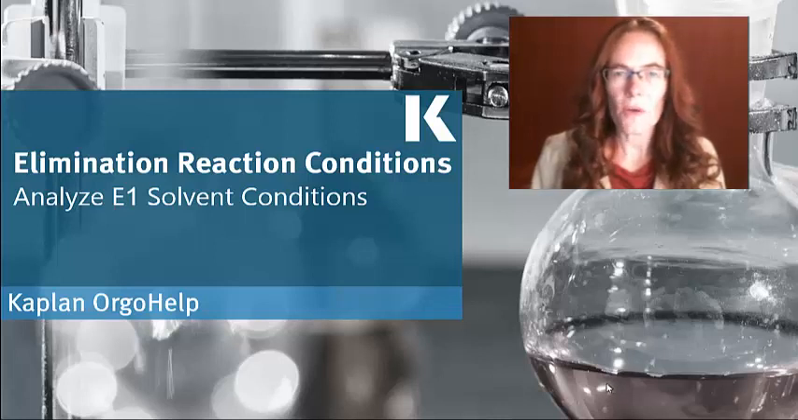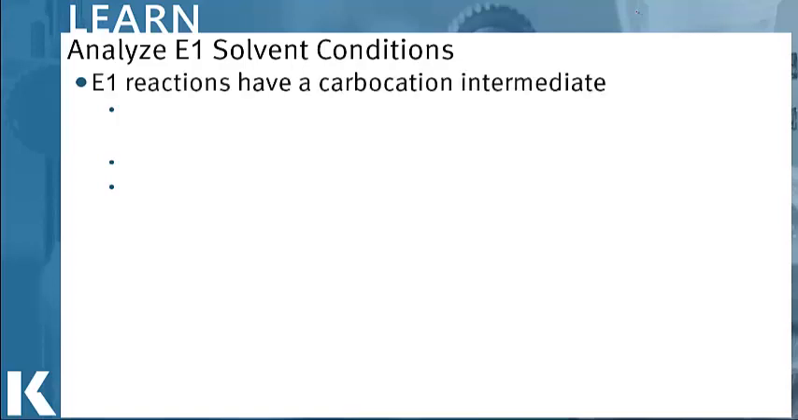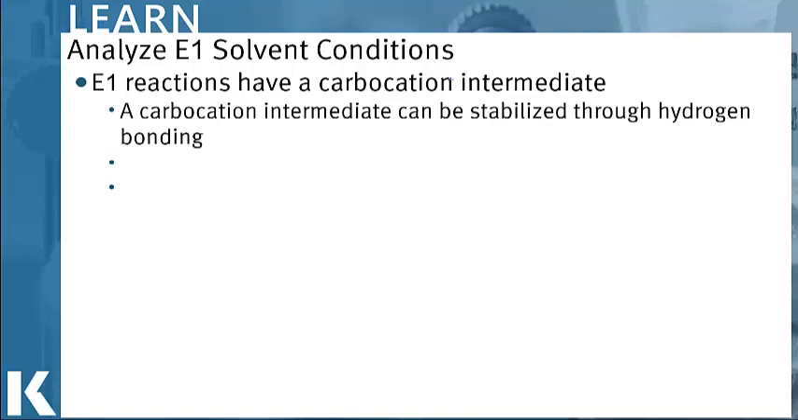In this video, we are going to analyze E1 solvent conditions. To analyze E1 solvent conditions, we first must think about the substrate that is used for E1 reactions. As discussed in our E1 reaction videos, E1 reactions have a carbocation intermediate. The carbocation intermediate can be stabilized through hydrogen bonding.